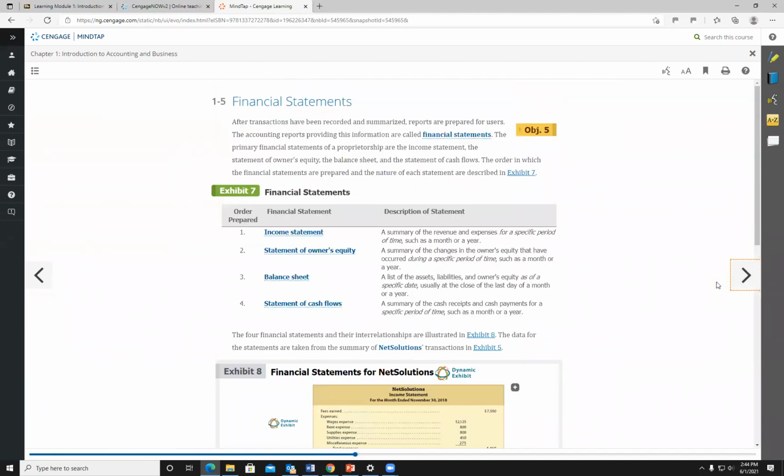So let's now talk about financial statements. There are 4 different types of financial statements, and each of them records a very unique set of information that is very, very valuable to business managers and owners. So let's start with the income statement.